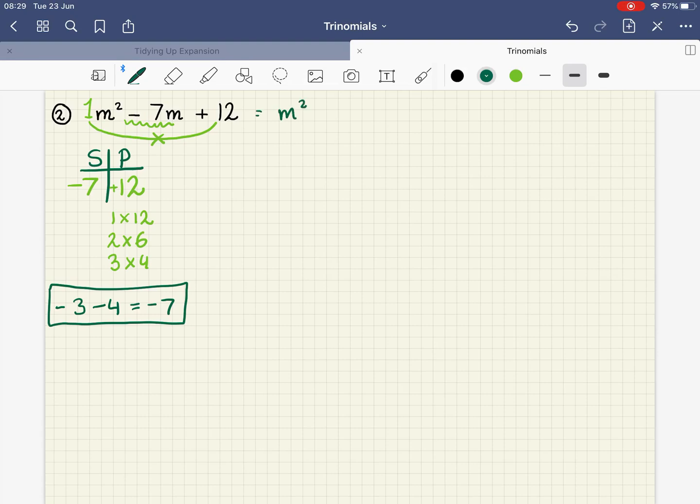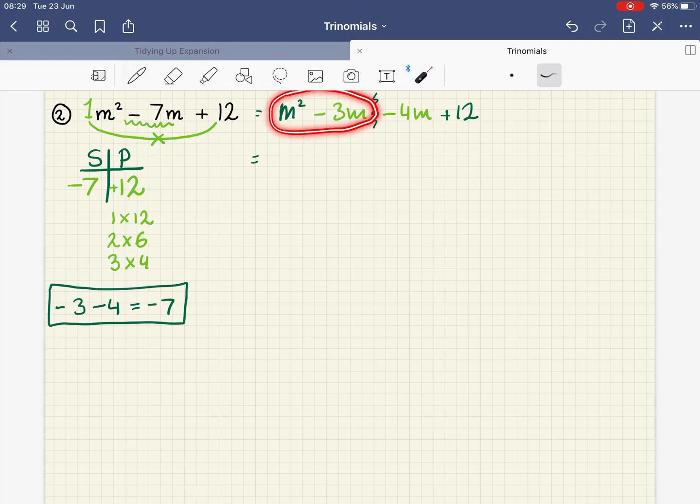So back to my original one, I've got m squared, and I'm going to have take away 3m, take away 4m. Actually, let's do those in the lighter green. So remember, that's when I split it up using the two numbers I found earlier. Plus 12, splitting it down the middle.